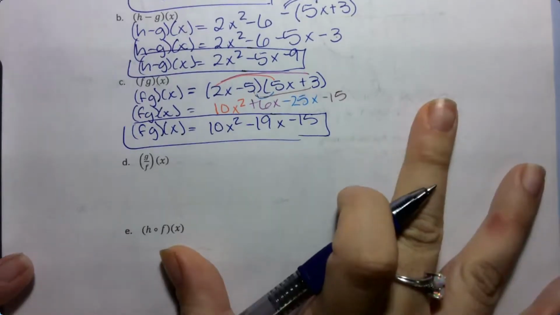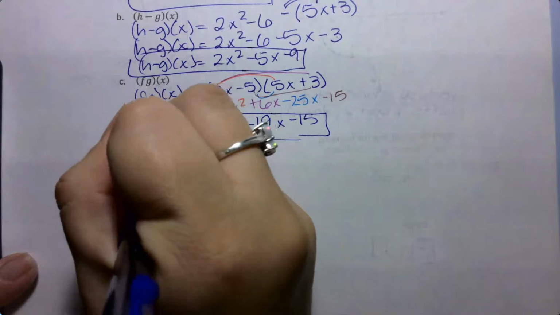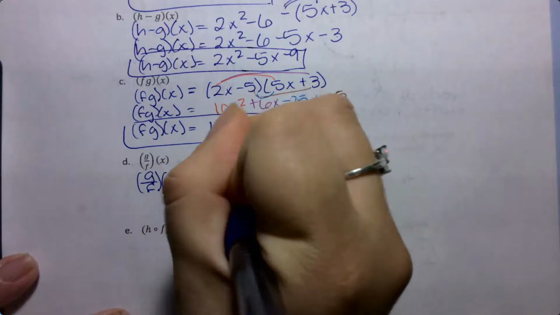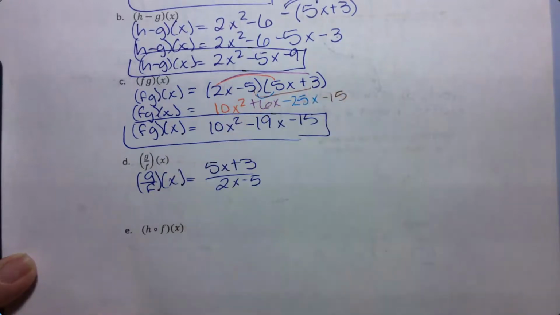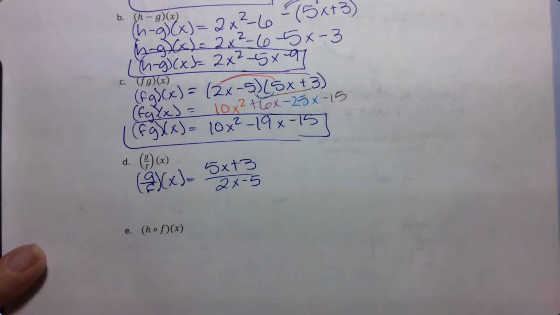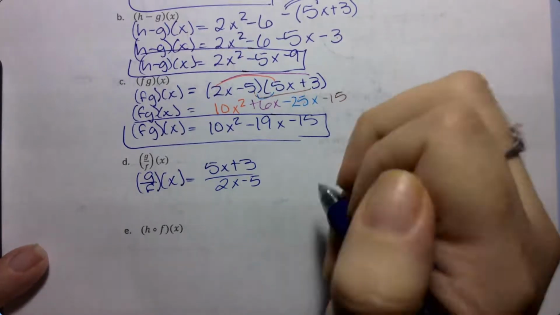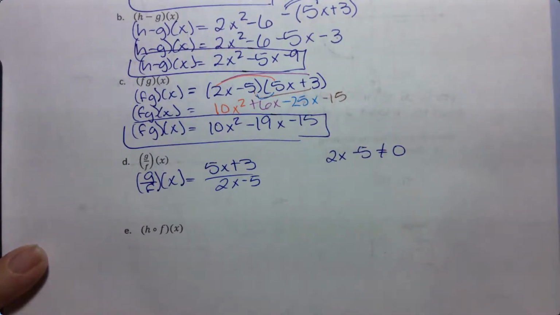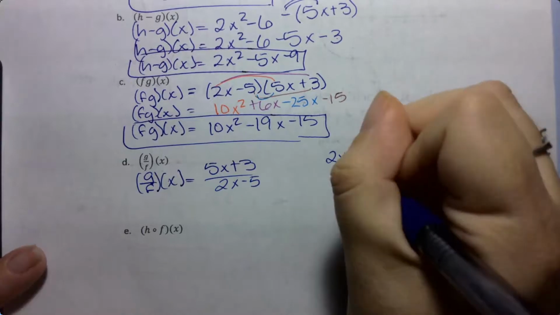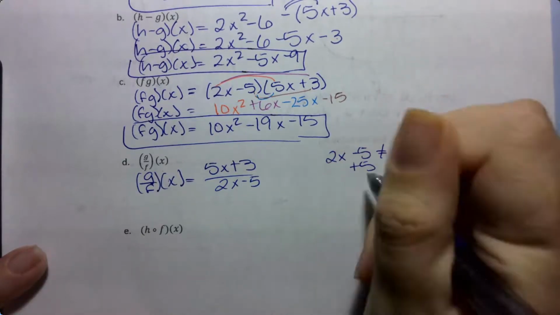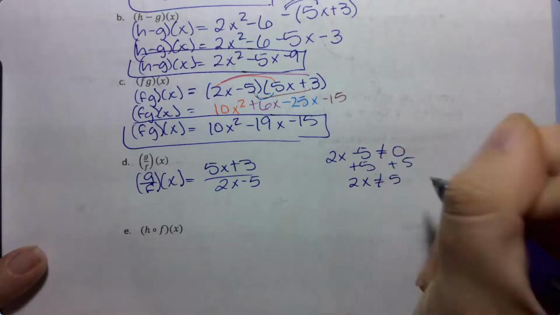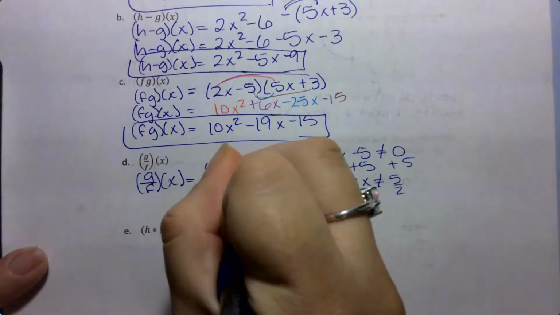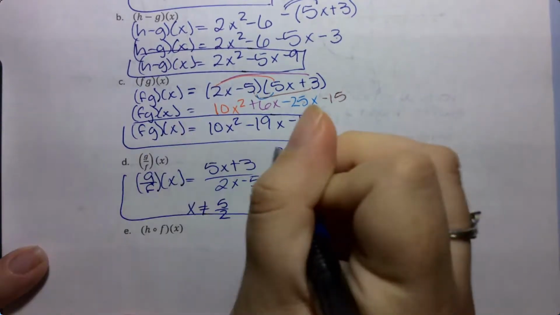D is dividing my g function by my f function. So this is going to give me 5x plus 3 over 2x minus 5. There is nothing I can do to simplify these, but because I have written a fraction, I need to write my domain restriction. So remember, for fractions, I take the denominator and set it not equal to 0, and then solve for x. So I want to add 5 to both sides. I get 2x can't equal 5. Divide by 2. X can't equal 5/2. So this is all part of my answer.